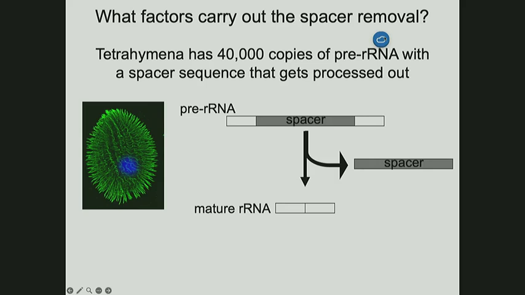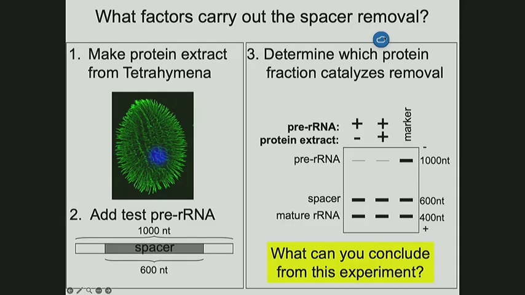All right, so how did the Cech lab set up this experiment? Well, they figured Tetrahymena must have a lot of this activity, so they made an extract from their Tetrahymena. They made the test pre-ribosomal RNA in vitro. You can synthesize RNA in vitro. And they knew that if the reaction happened, if the spacer was removed, and the spacer is 600 nucleotides long, and these two ends get ligated together, you should go from a 1,000 nucleotide RNA to a 600 plus 400, exactly. If these get ligated together, you'd have a 600 and 400.